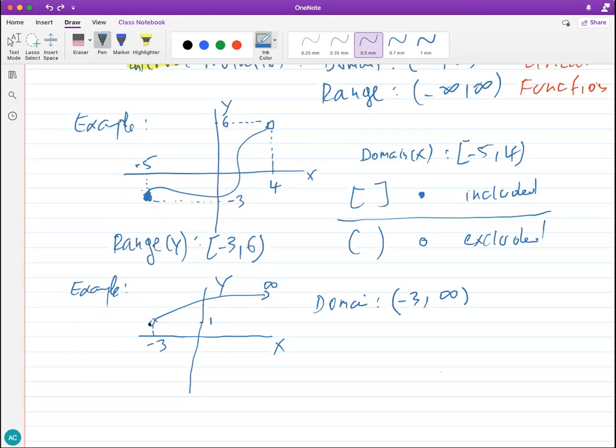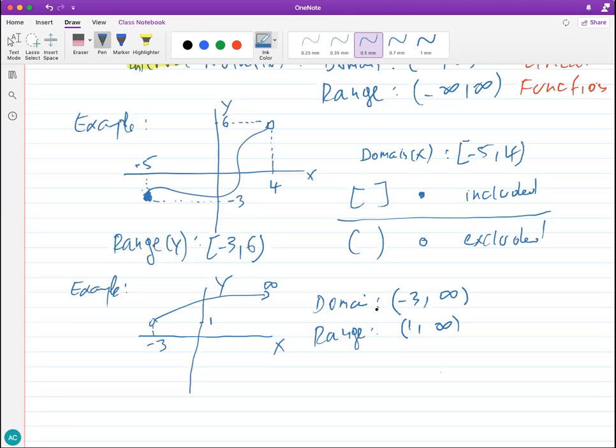Unless the graph was going, let's say, down this way, then it would be going to negative infinity. But this one is positive infinity. So the range is 1 to infinity. What do we use around 1 again? It is not included, as you can see here. So if x doesn't exist, then -3 doesn't exist also, because we have to have an x to have a y.